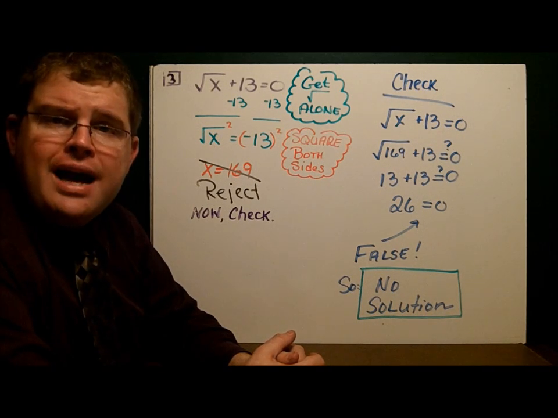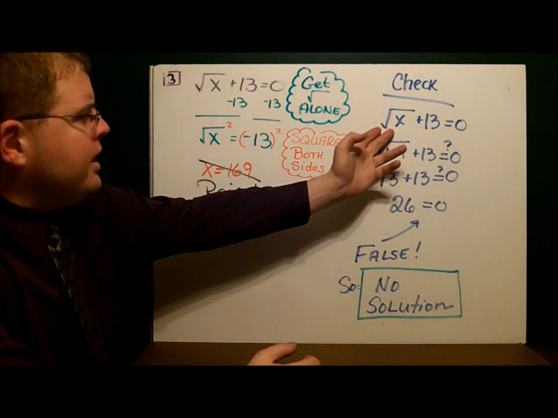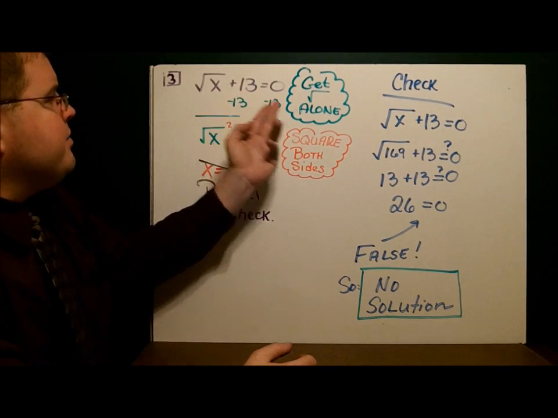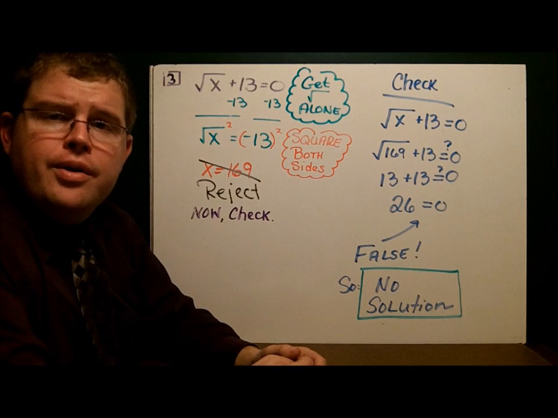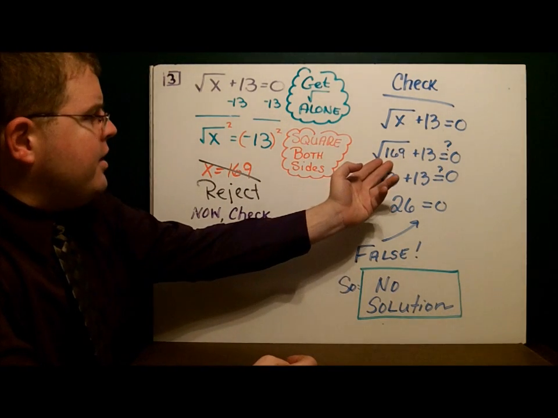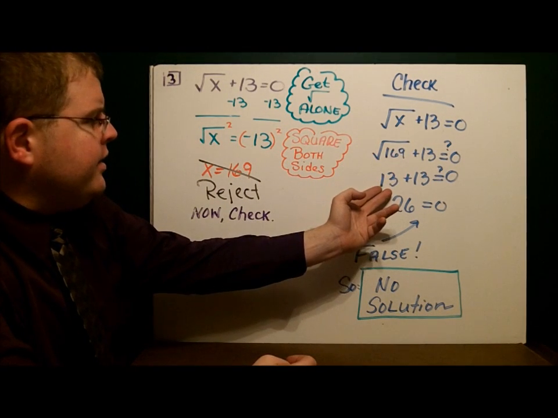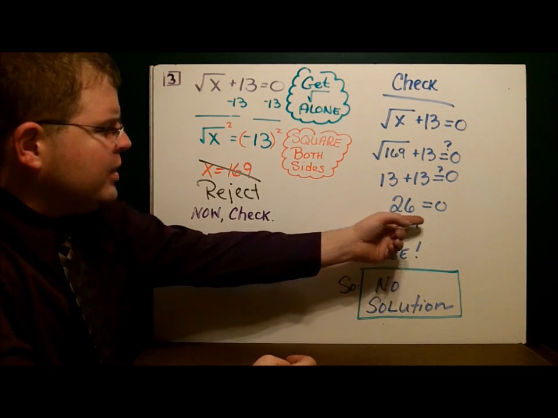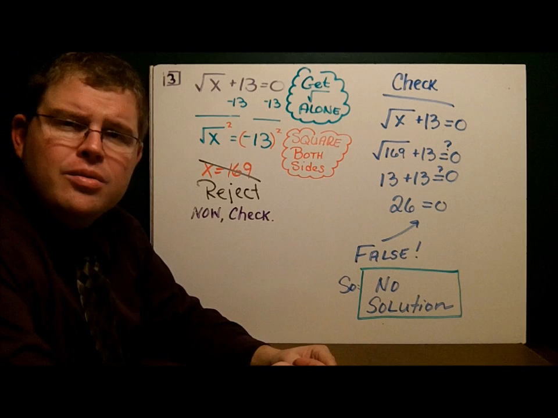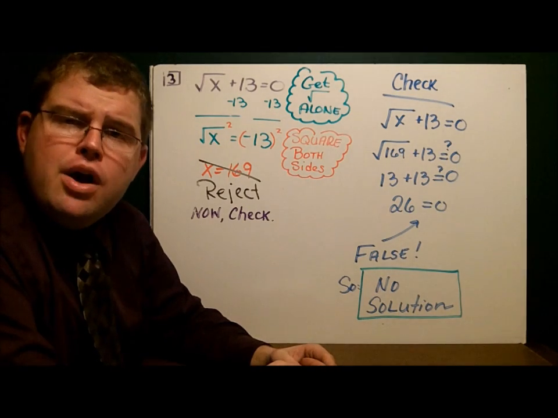But we have to check. We check by plugging it into the original equation. We got 169. We put that in the square root. The square root of 169 is 13. 13 plus 13 is 26. 26 equals 0? Well, that doesn't make any sense. That's a bunch of baloney.